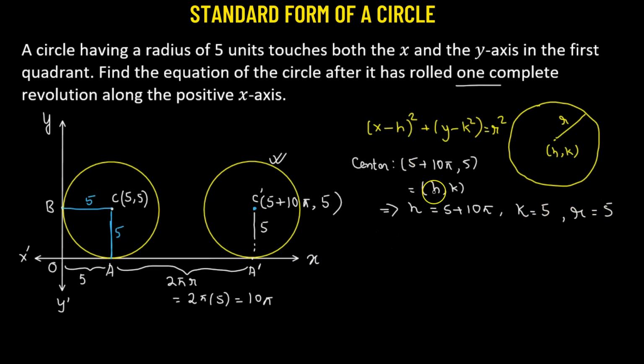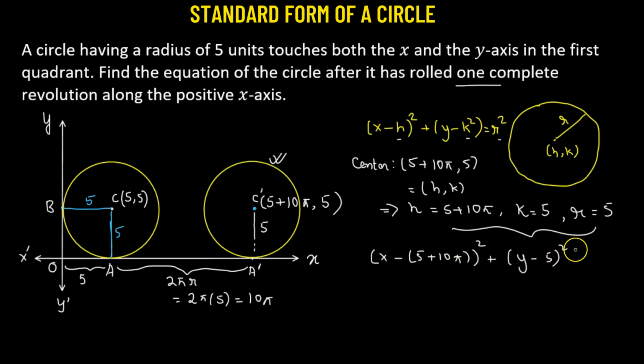So therefore, what we'll do, we'll replace the value of h, k, and r with these new values, and this is going to now give us x minus h. So h is 5 plus 10 pi, whole squared, added to y minus k. So k value is 5. This will be whole squared, and that's equal to 5 squared. So this is the equation of this new circle, which has undergone a full rotation, one complete rotation along the positive x-axis and having a radius of 5.